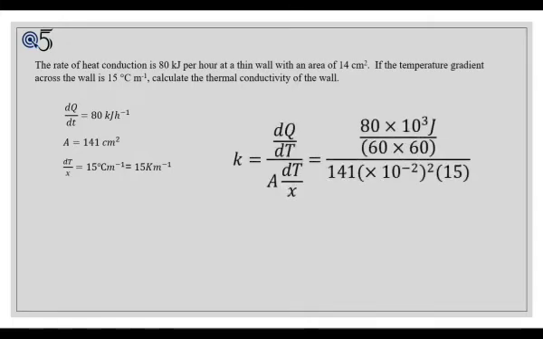So we have our rate of heat transfer equation and rearrange it, and we can find that the thermal conductivity of the wall is 105.07 watt per meter per Kelvin.